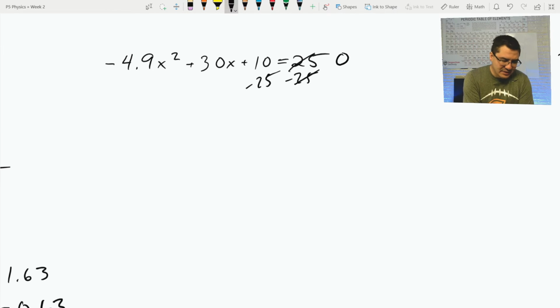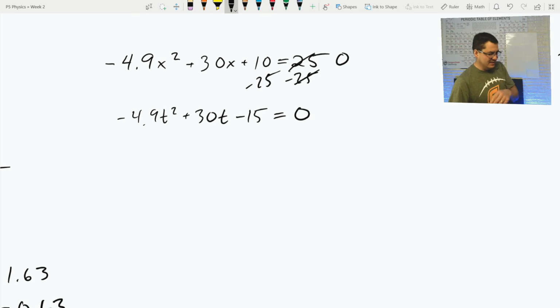Get one side equal to 0. So this now is negative 4.9 x squared plus 30x. And actually, let's be even more realistic. Let's plug in t. Usually in this case, and why we're doing this, we're going to be solving for time. So I've got negative 4.9 t squared plus 30t, and now I've got a negative 15 over there, equals 0.